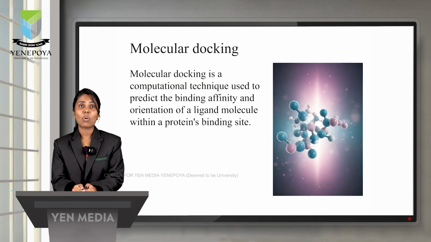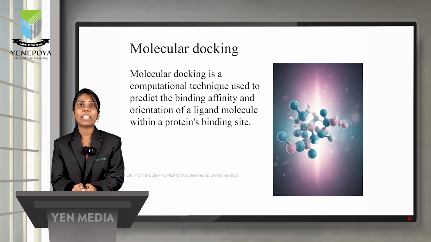Now we come to our topic, molecular docking. As the name suggests, molecular and docking. Molecule means the smallest unit of the compound. Docking means the process of fitting one molecule to the other. So if we have many ligands, we find the best fit between the molecule and the target site. The target site can be anything; it can be a protein or enzyme.